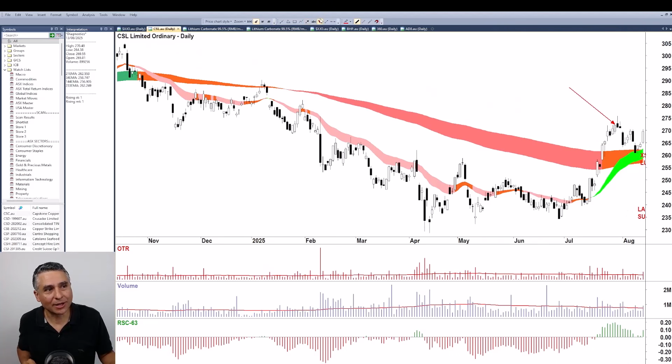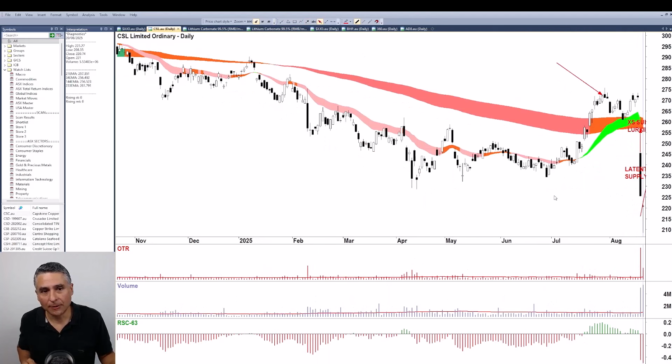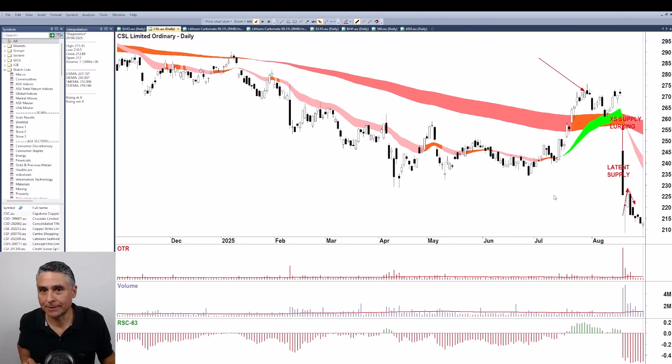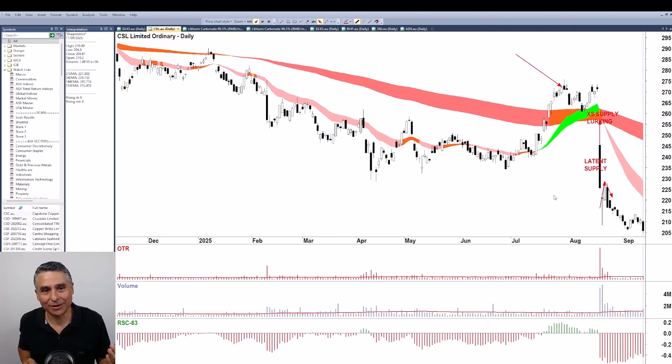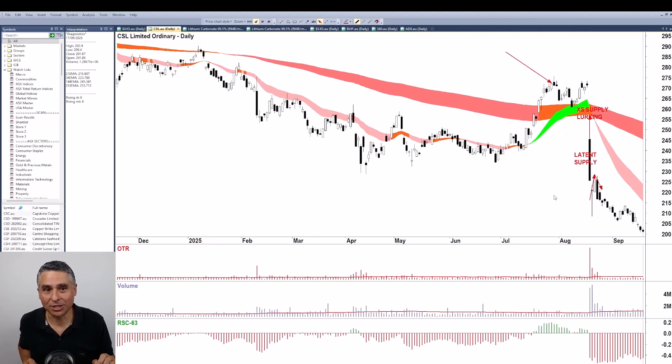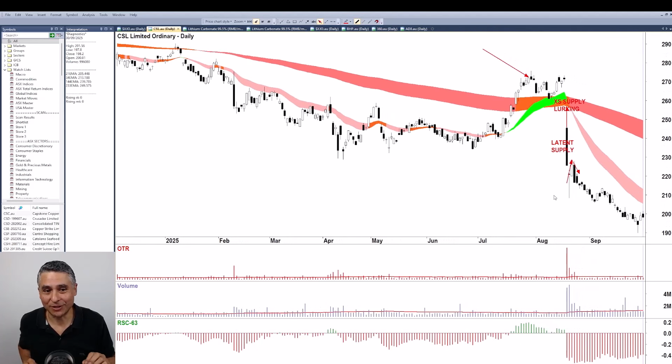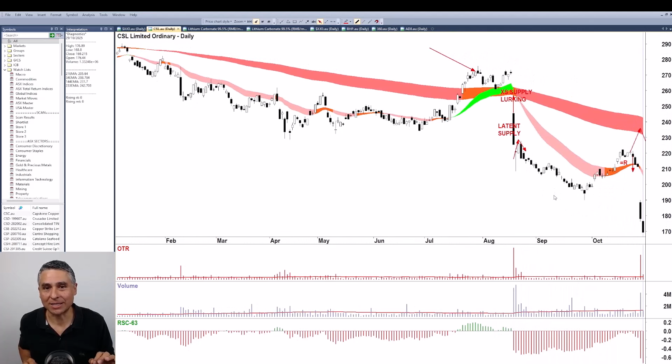For me, I don't think in those terms anymore. I don't think, oh, it's gone down a lot, it must be cheap. They're not bananas. When bananas are $10 a kilo and then they come down to $1 a kilo, they're cheap. Okay. If CSL comes down from $270 to $230, it's the right price, ladies and gentlemen. And if you take away one thing today, it's that statement.